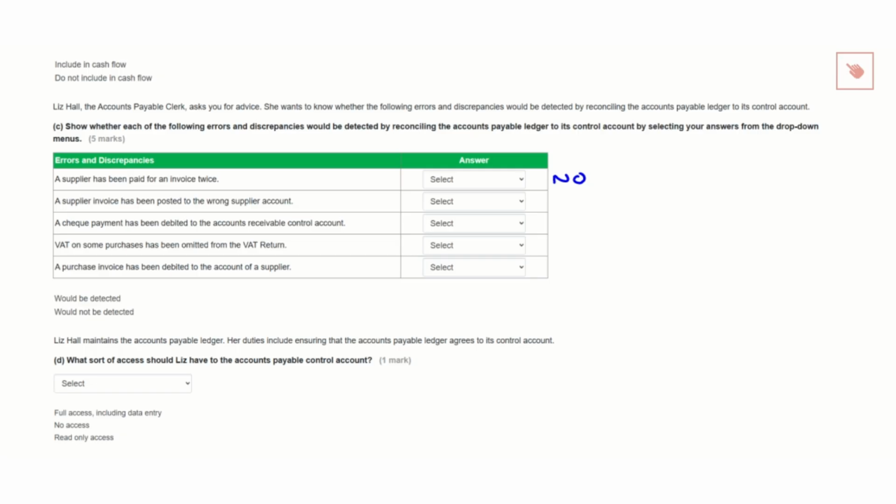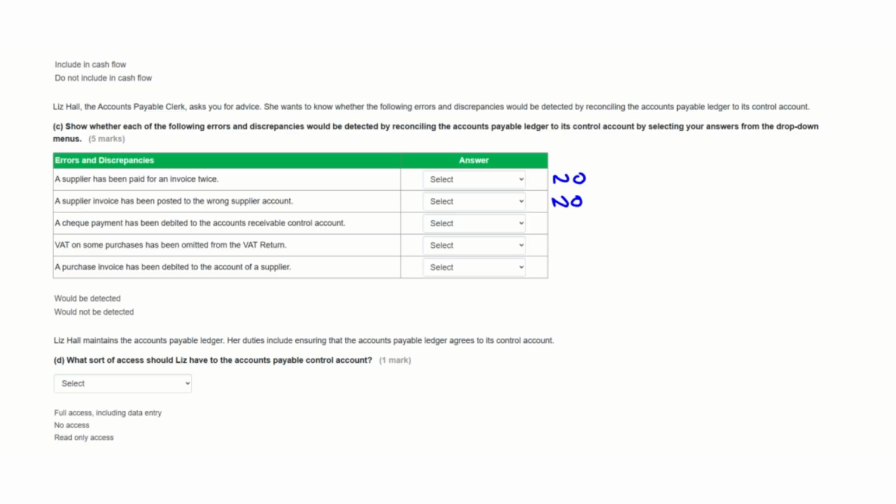A supplier invoice has been posted to the wrong supplier account. Again, this would not be detected. The Accounts Payable Control Account records the total value of purchase invoices received. Even though an invoice is posted to the wrong individual supplier account within the ledger, the total amount owed to all suppliers remains the same. Therefore, the sum of the balances in the individual supplier accounts will still likely equal the balance in the Accounts Payable Control Account, and the error won't be flagged by the reconciliation.